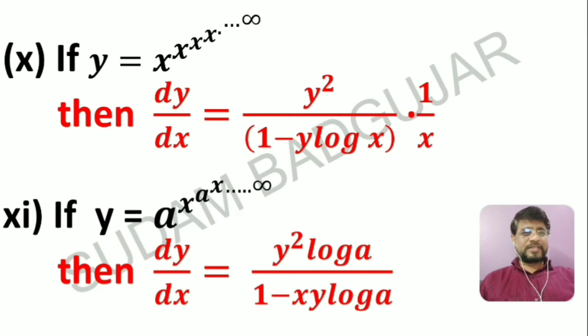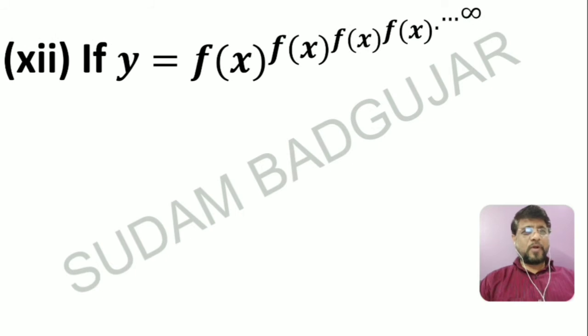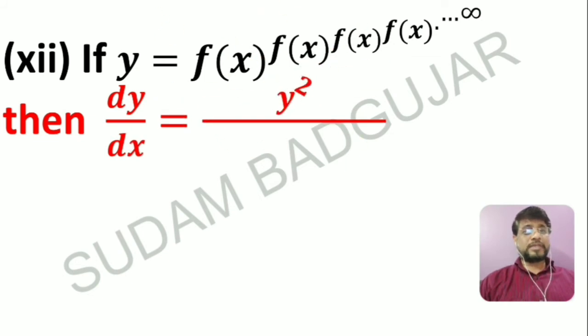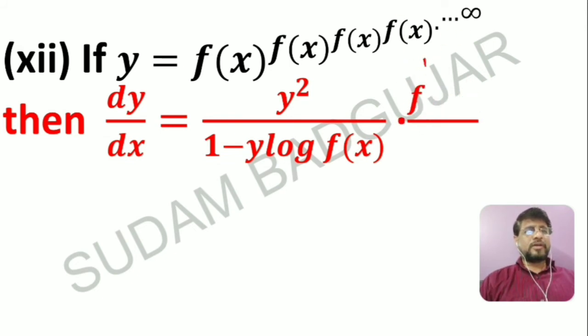Okay, the secret of this sum is if y is equal to f of x raised to f of x raised to f of x up to infinity, then dy by dx is equal to y square upon 1 minus, see there are two forms here, I will show both the formulas, both the shortcut tricks here, y square upon 1 minus y log of f of x into derivative of f of x upon f of x. What is meant by f dash of x? F dash of x is nothing but derivative of f of x with respect to x upon f of x as it is.